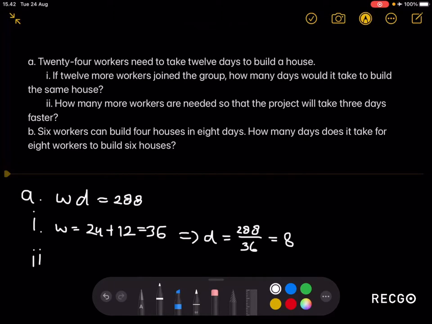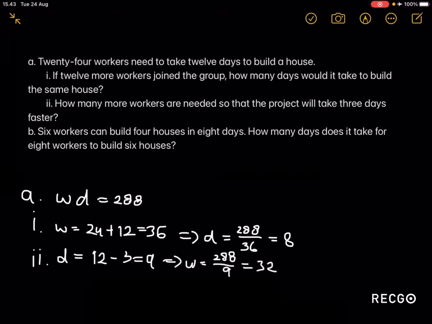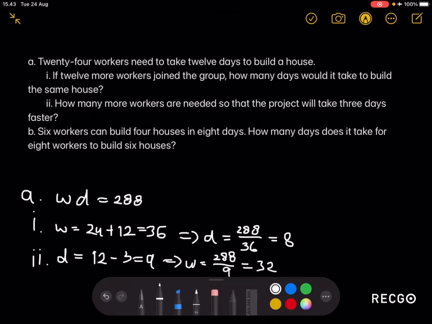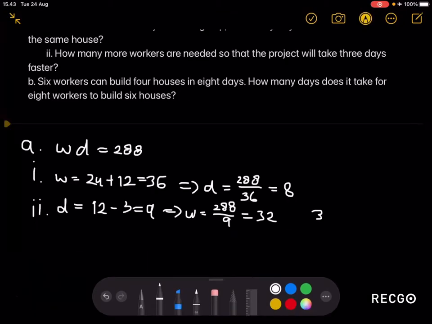And then for part 2, when D is equal to 12 minus 3, or 9, since the question says that the project will take 3 days faster, we see that W will be equal to 288 over 9, which gives us 32. But be careful, 32 is not our final answer because the question says how many more workers, so our answer will instead be 32 minus 24, or just 8.